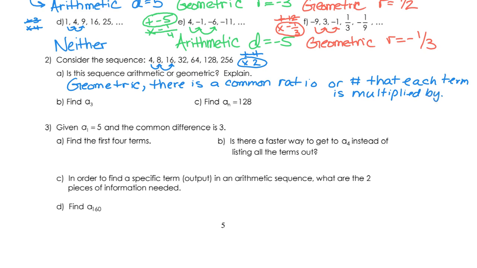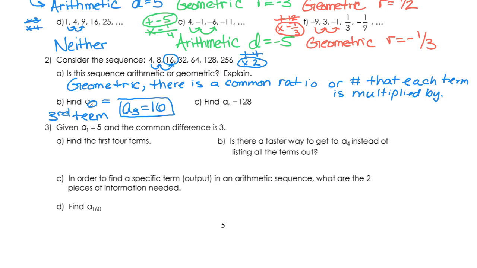Okay. All right, so they want us to find a sub 3. Well, a sub 3, what that means is that they're asking for the third term. And we already know the third term because the third term is up here. It's 16. So we can say a sub 3 equals 16.